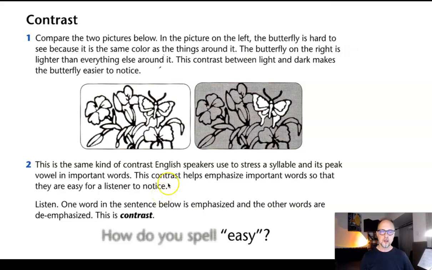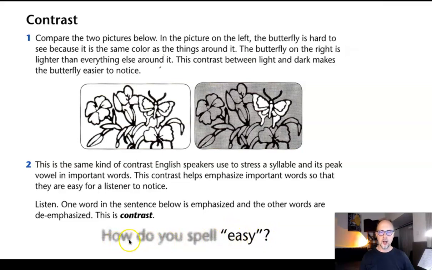So English speakers stress a syllable in important words. So for example, here, how do you spell easy? Easy is the most important word. Okay? So one word in the sentence below is emphasized and the other words are de-emphasized. This is contrast. So easy is usually pronounced much more clearly than the other words.